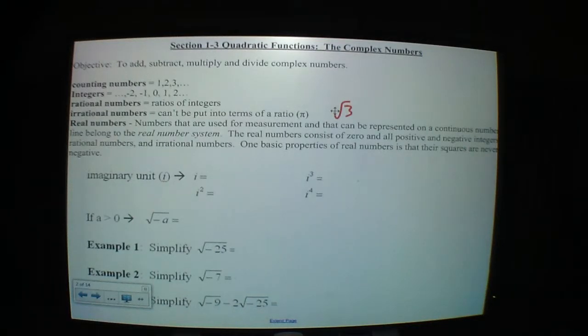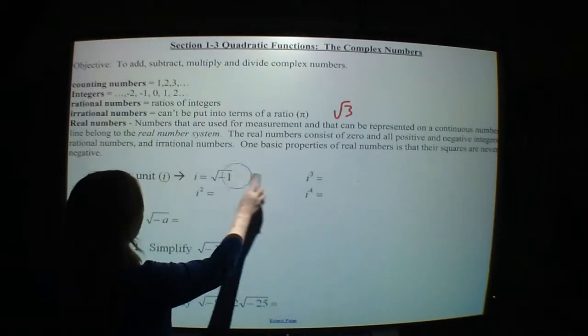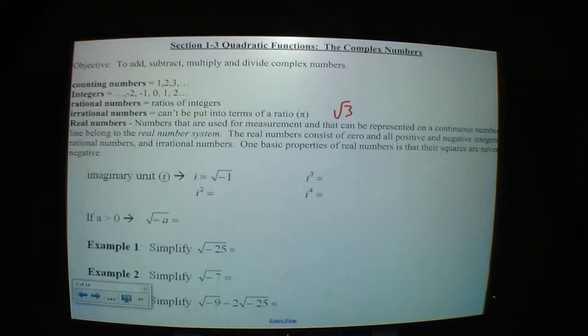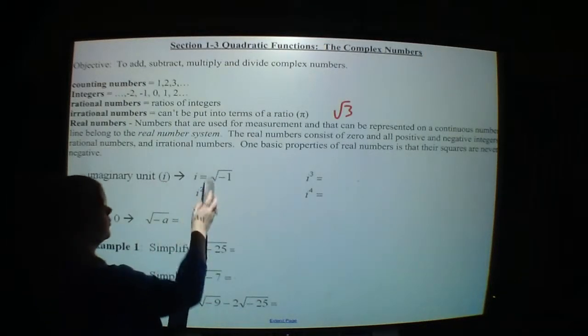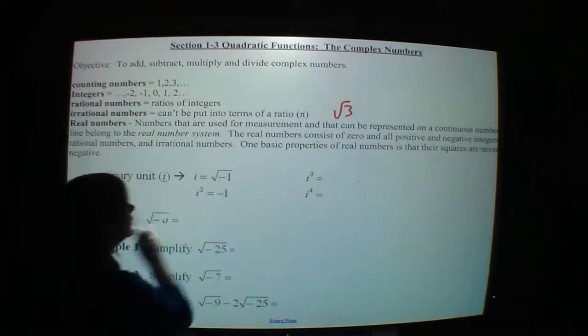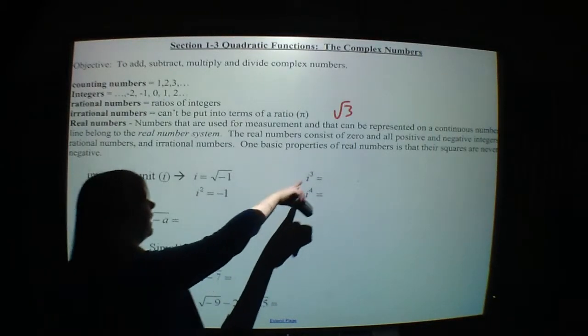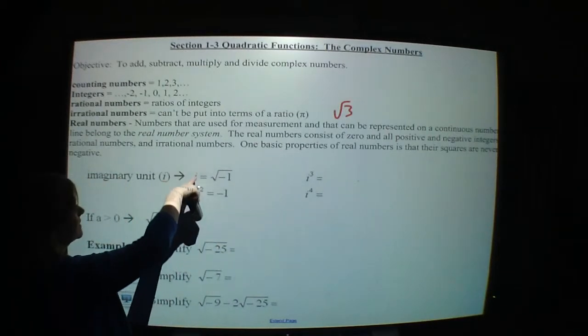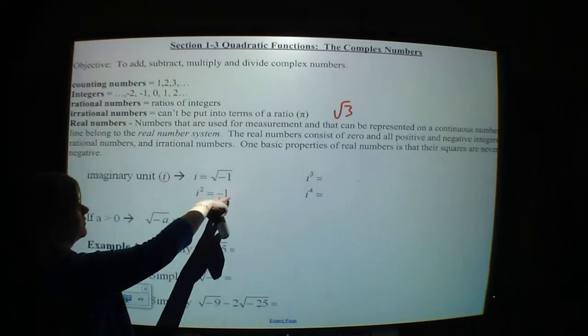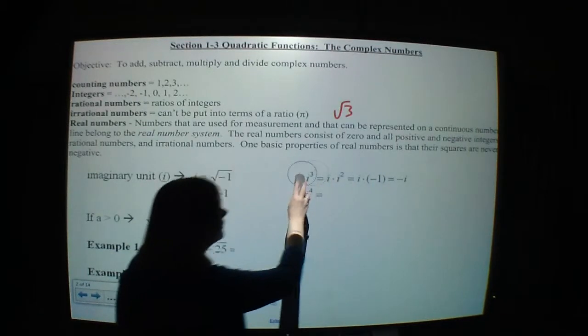One basic property of real numbers is that their squares are never negative. There is something that is not real. It's called imaginary, i. And i is equal to the square root of -1. If I square i, square root of -1 times square root of -1, you'll get -1. i cubed you could think of as i squared times i. So you could think of it as -1 times i, which is negative i.